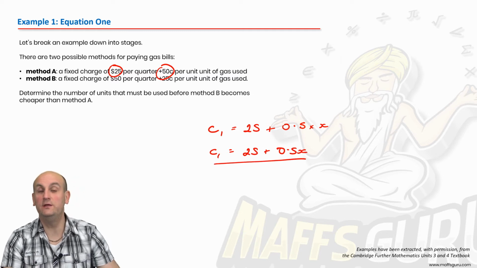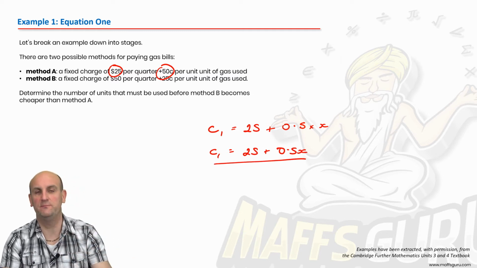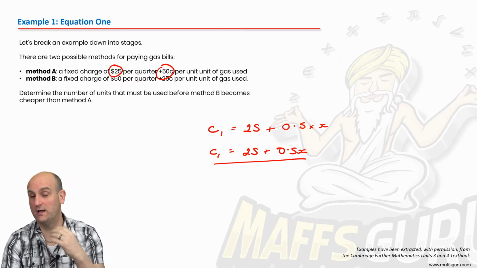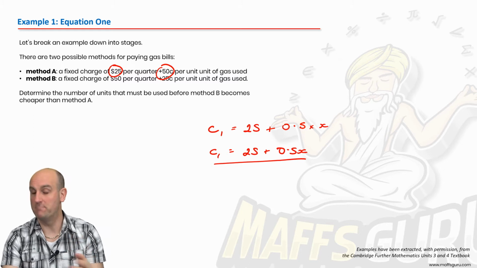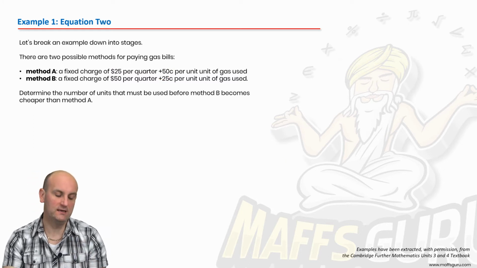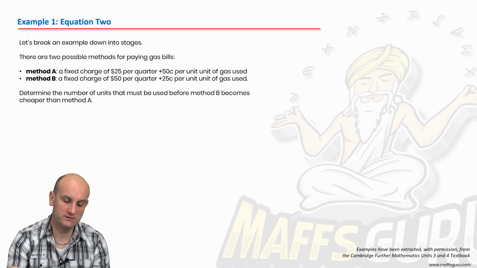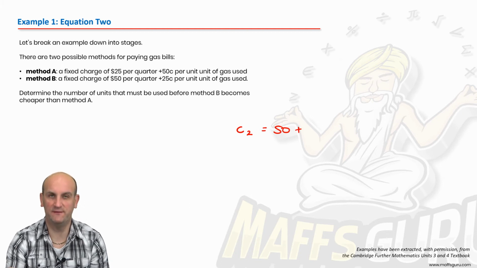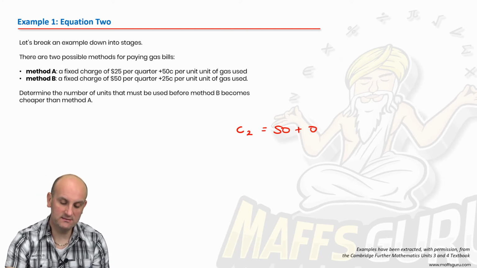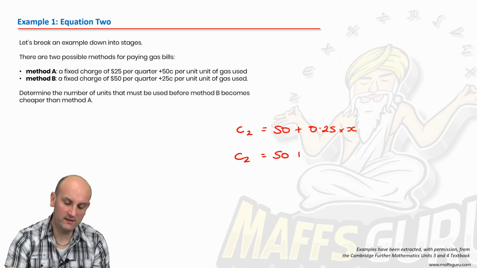Thank you very much. Now, the units of gas for method A and method B are going to be the same. So actually, I can use the same variable in my next equation for gas, but not my cost. So let's look at equation 2. So we have the fixed charge. Now C2 in this situation is going to be 50, because that's my standing charge, my fixed cost, plus 0.25 times x. Or, writing that slightly nicer with the times sign on, 50 plus 0.25x.